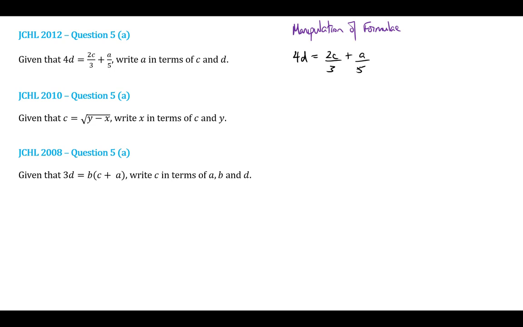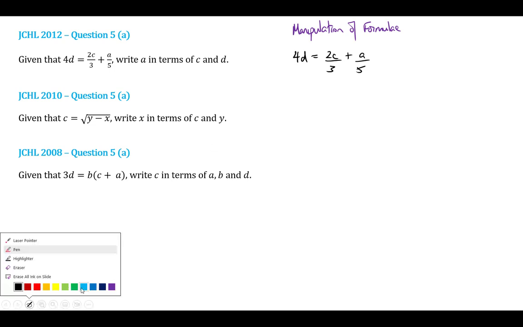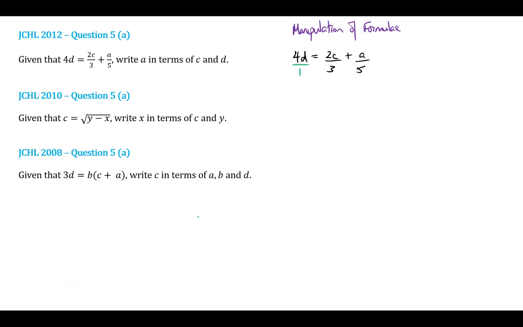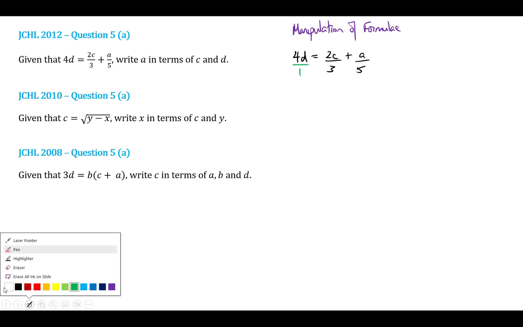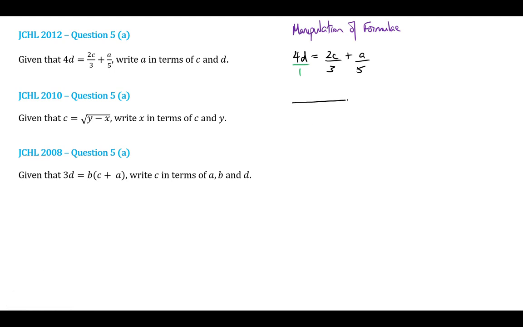Now there's a number of ways we can do these. In general, if there's fractions in a question, it's a good idea to get rid of the fractions first. So I'm going to put 4D over 1 and I'm going to make a common denominator. The common denominator of 1, 3 and 5, which is 15. I then say that 1 into 15 goes 15 times. I multiply that by the number on top, 4D, equals 3 into 15 goes 5. Multiply that by the term on top, 2C, plus 5 into 15 goes 3 times, and we're going to multiply that by A.